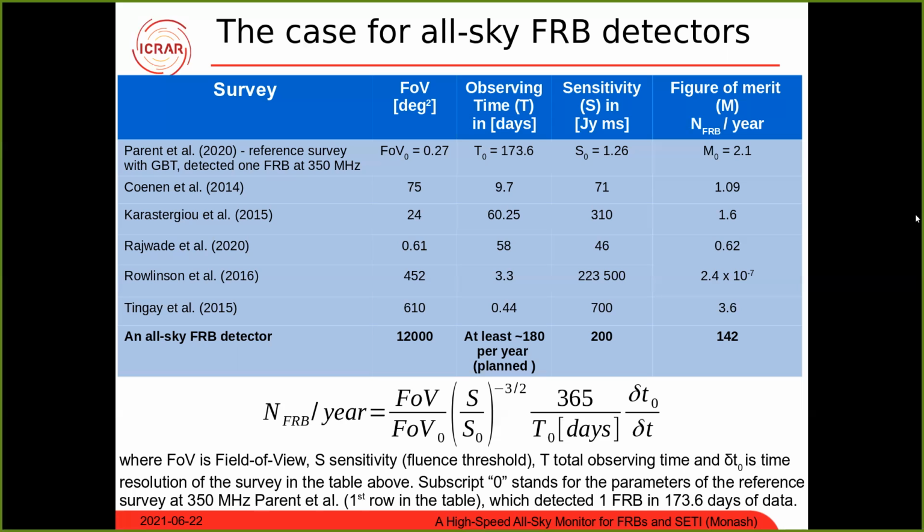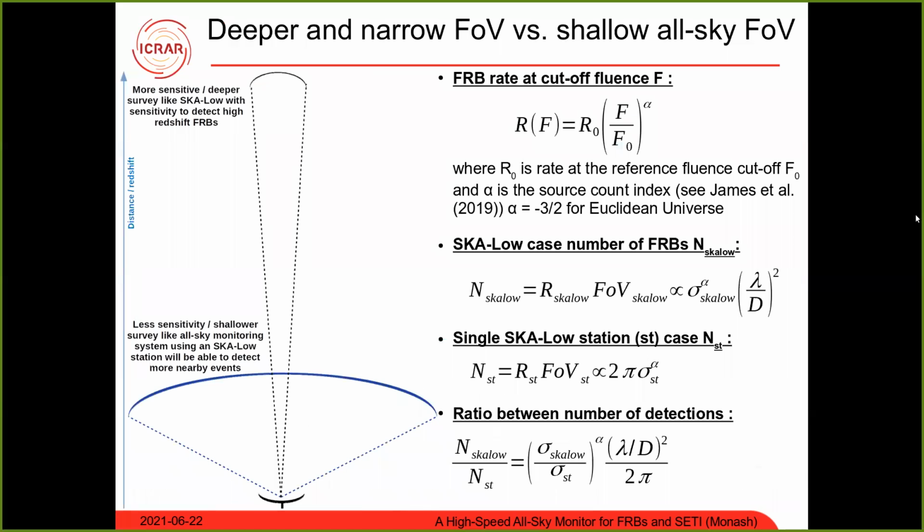Now, in the last row of this column, I showed what this figure of merit would give us for an all-sky monitor. And in fact, here it's not even all-sky; it's just a monitor monitoring the sky above 20 degrees elevation, which is about 12,000 square degrees. And for this one, with reasonable sensitivity of the order of 200 Jansky millisecond, it should actually detect about 140 FRBs per year, which is great. I mean, it would become another FRB factory. So that's where we are aiming to.